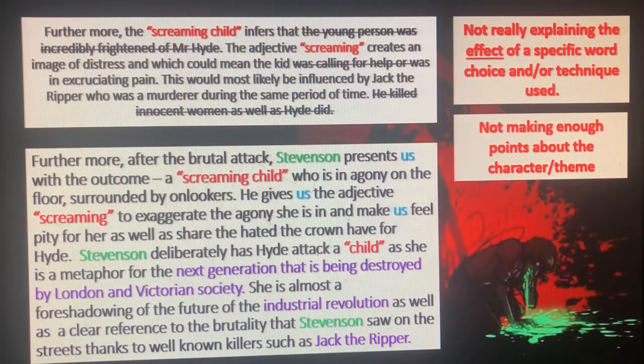This is how I'd write it if I was putting all those ideas together and thinking what more I could say in a lot more depth. Please pause the video and make notes on this if you plan to use the quote "screaming child" in your answer.